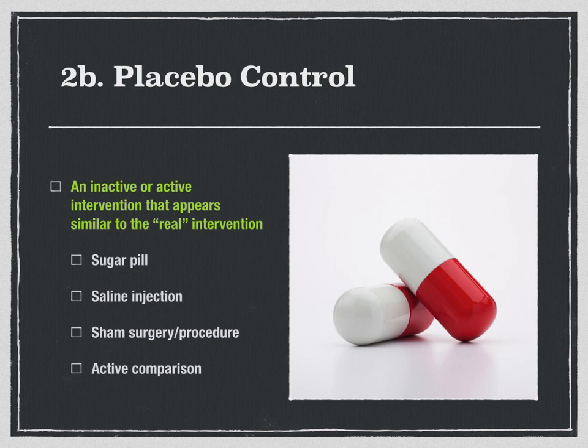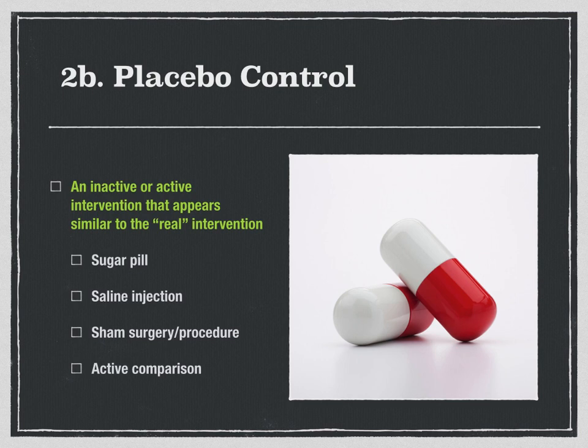However, for some interventions, such as behavioral therapy, it's not possible to design a totally believable placebo where participants think they're getting the intervention but are not. In this case, you can use an active comparison condition, an intervention that is different from the intervention you're most interested in testing.